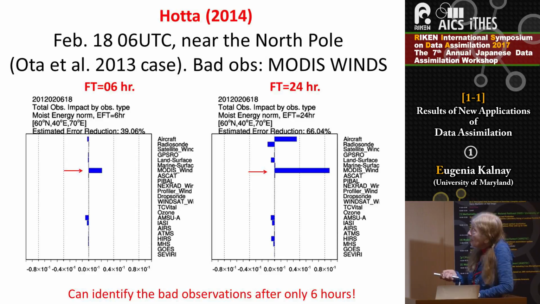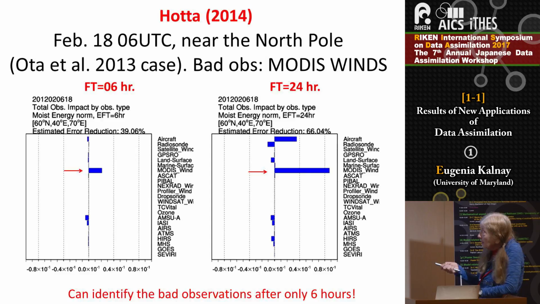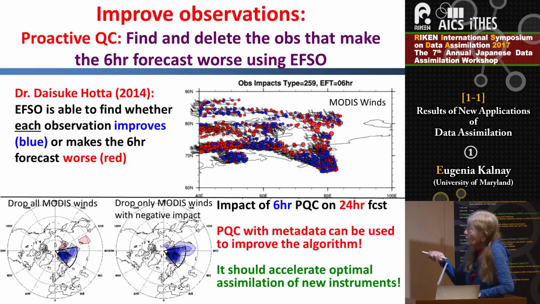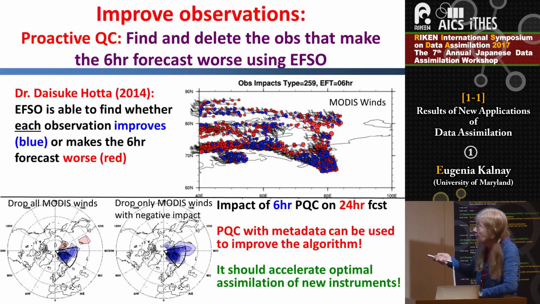Daisuke Hota had the dream of being able to use EFSO as proactive quality control within the data assimilation. And he showed, for example, that MODIS winds, which were detected as making the forecast worse because it gives a positive error, were already identified at 6 hours. And he showed this beautiful figure for MODIS winds, where every observation was classified as improving the 6 hour forecast or making it worse compared to the next 6 hour analysis. And you can see that the red ones are making it worse, and the blue ones are beneficial.